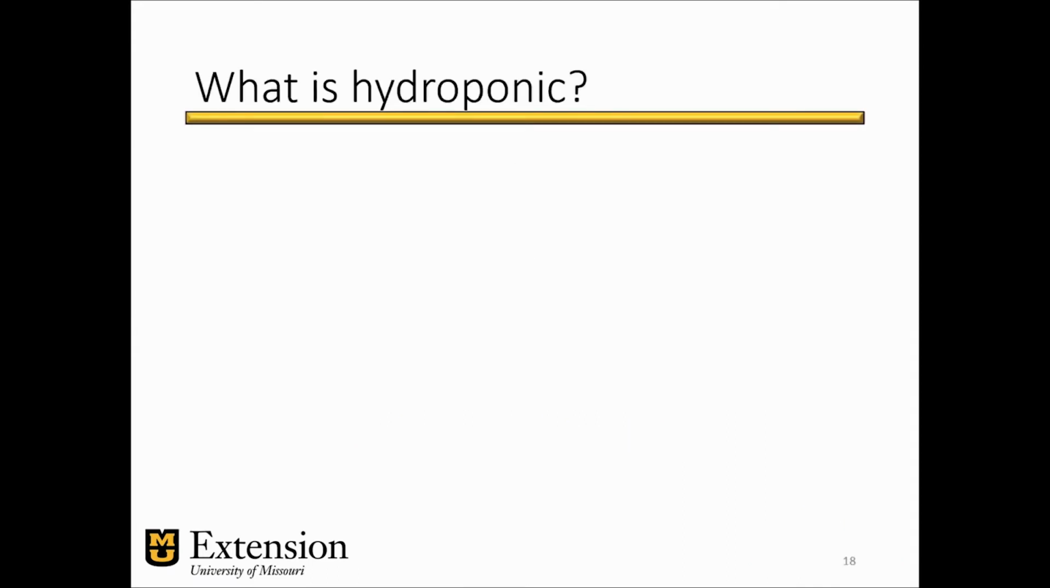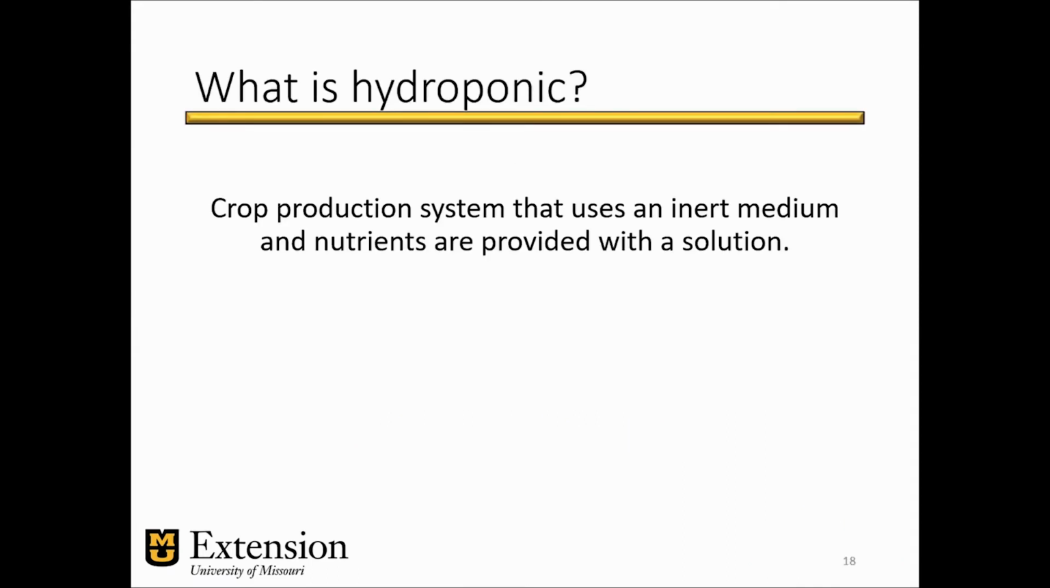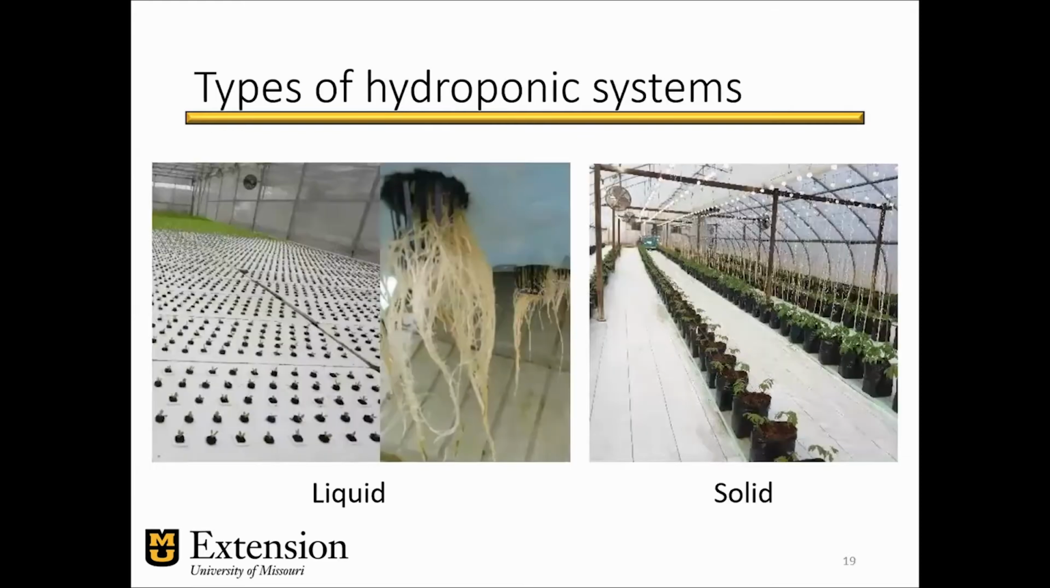So let's begin with defining the word hydroponic. Hydroponic is a production system that uses a medium and nutrients that are provided in a nutrient solution, right? And this medium is inert. In short words, it is a soilless production system. What people picture in their mind when they hear the word hydroponics is growing plants in water.